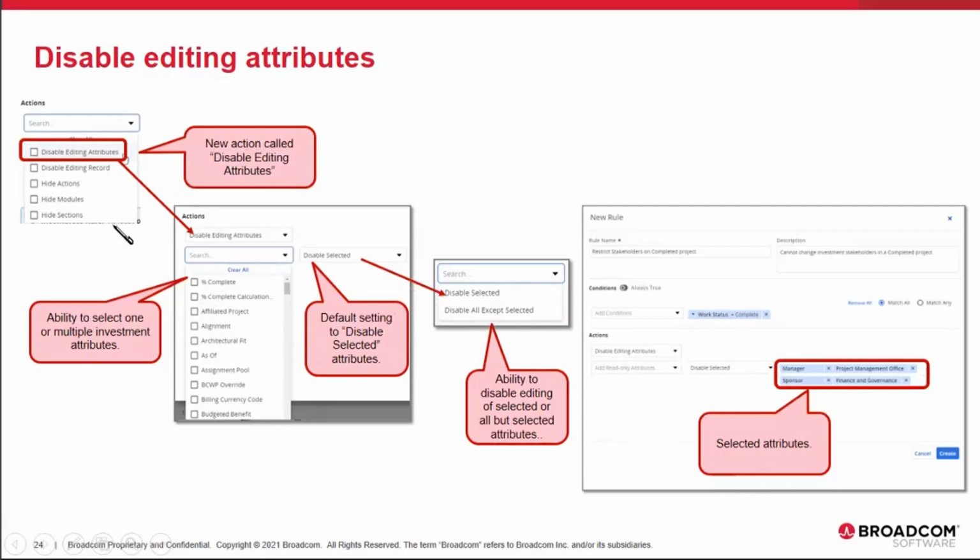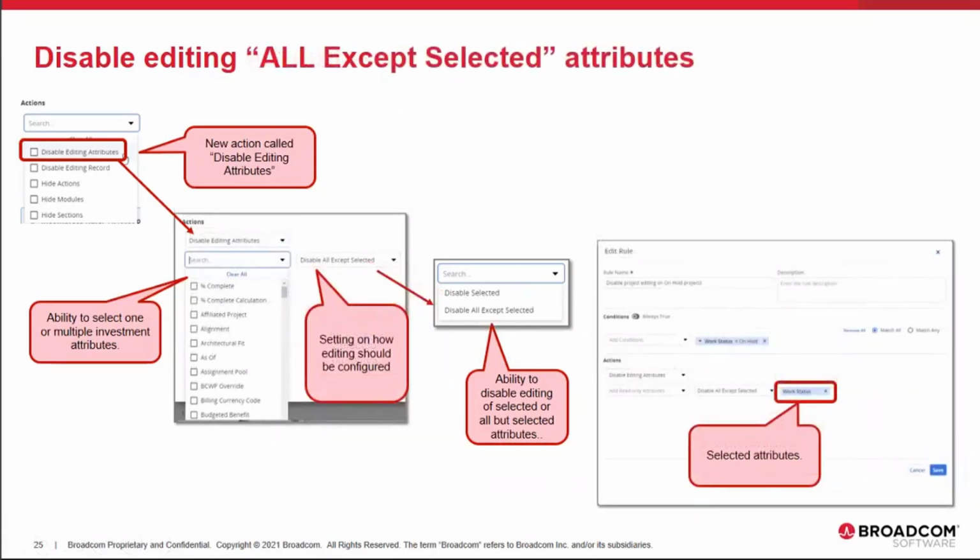So in this example, I am defining to disable the selected attributes, and that's done right here. Disable selected attributes, and these are the list of attributes to be disabled. I can use the same flow to define disabling of all attributes except for the selected, and that's just done by picking the disable all except selected option here. And in this example, work status will be the only attribute that I can edit. All other attributes will be view only.